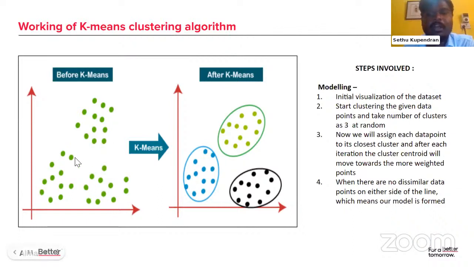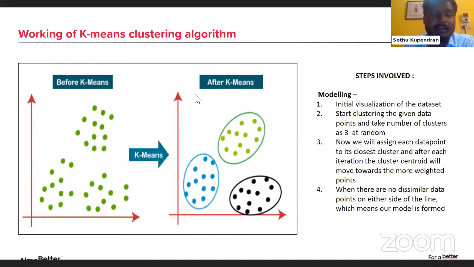Correct? Now, before deep diving into the model and the different steps that happen, I would like to show what it looks like after the model. As you can see, all the customers who were present in green color have now been color coded into different black, blue, and green. All this green color is a group of customers. All this blue color is a group of customers. All this black color is a group of customers.